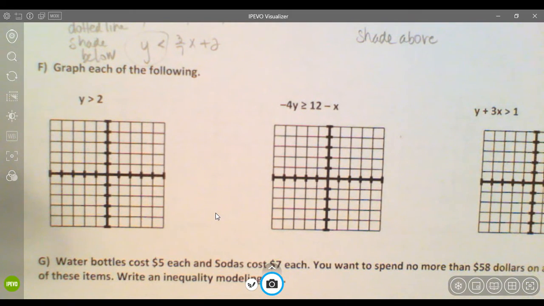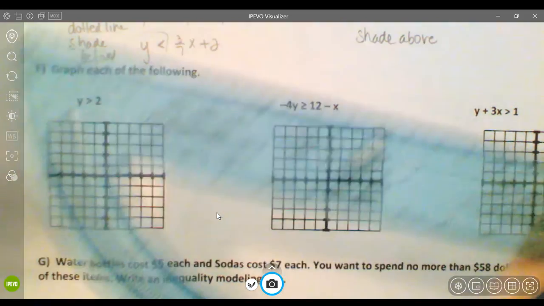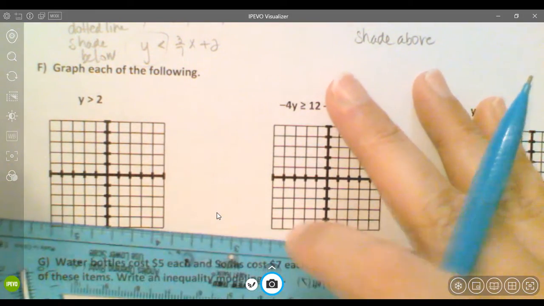So we're going to be graphing lines here. And I need to get my ruler. Darn, I thought I had everything together. Okay, so let's look at y is greater than 2. Okay, so y is greater than 2. There's no x there, so there's a zero slope happening. And remember, when there's a zero slope, your line is horizontal. Anytime you have just y equals, it's a horizontal line. When you have x equals, it's a vertical.